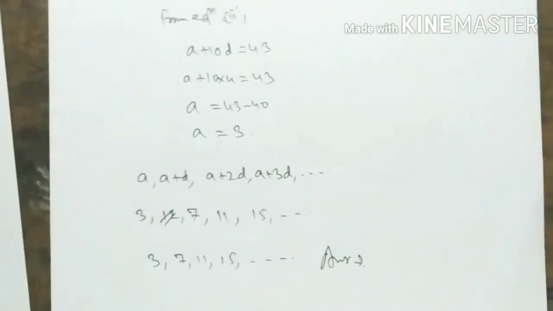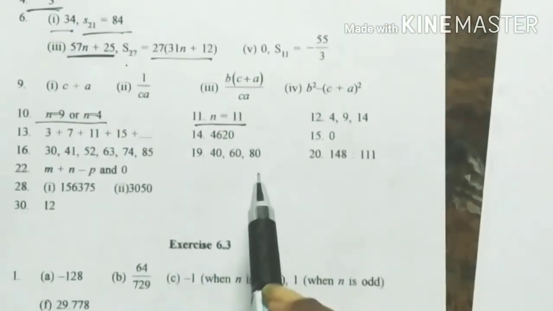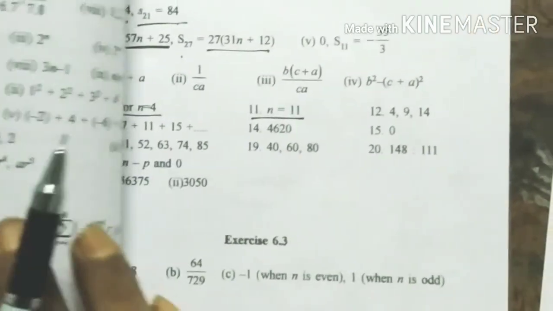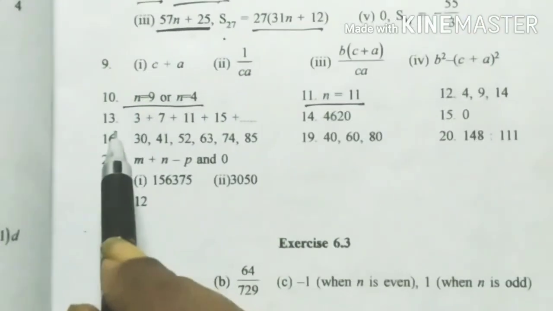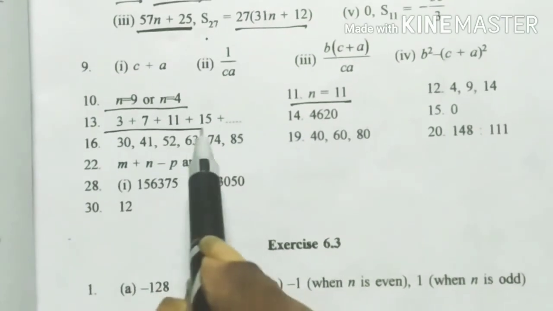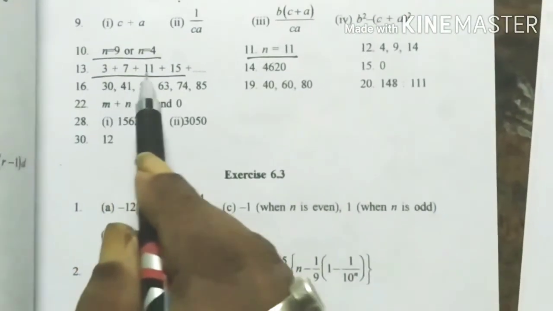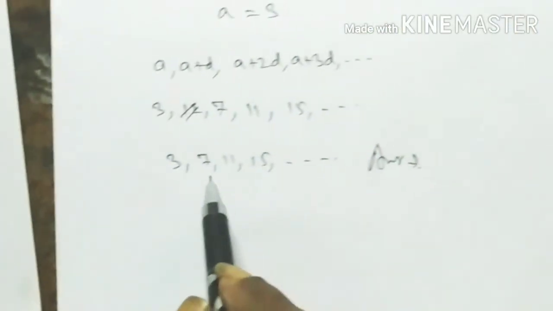Let me check your answer. Here, question number 13. Here you see 3, 7, 11, and 15. Here it is given find the AP, so we need not write plus. It will be 3, 7, 11, and 15.